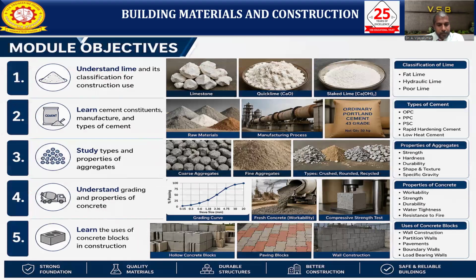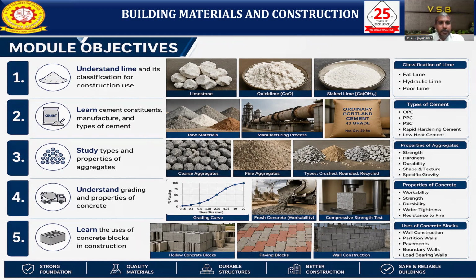Okay, so what is the course objective of Module 2? Students need to understand the classification of lime for construction use. Here are the various classifications of lime: first is fat lime, then hydraulic lime, and poor lime. What is this lime? How is lime manufactured? What is the application of each of the different limes? We are going to discuss these in this module.